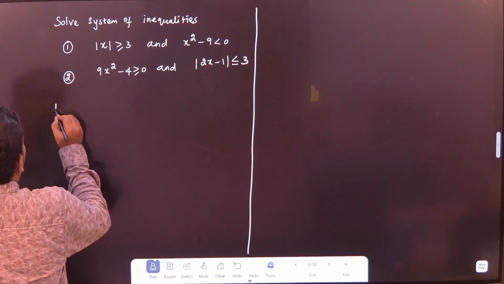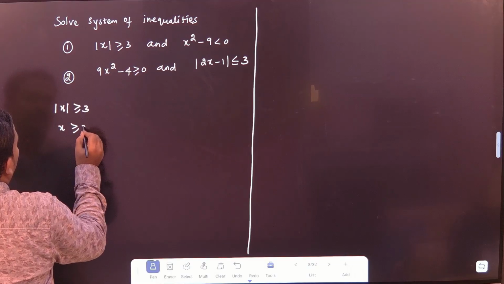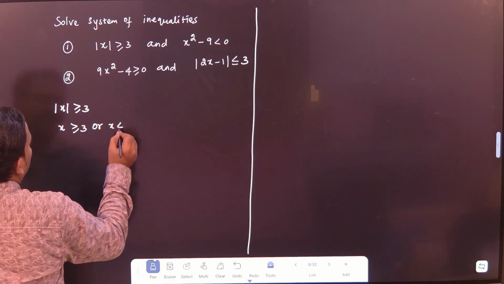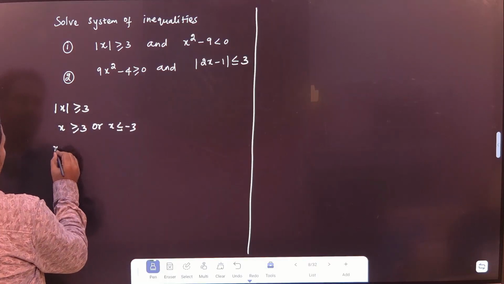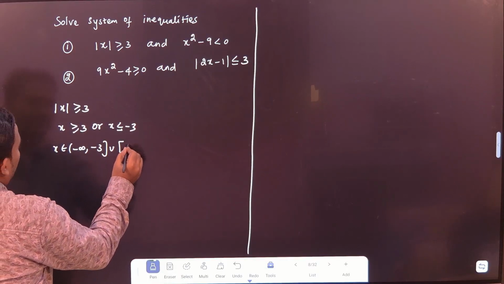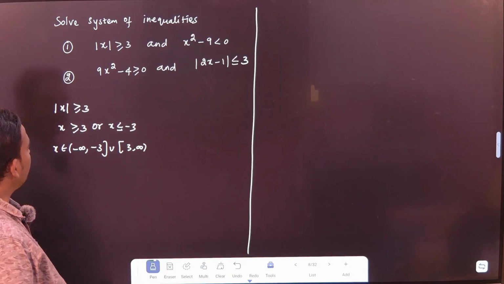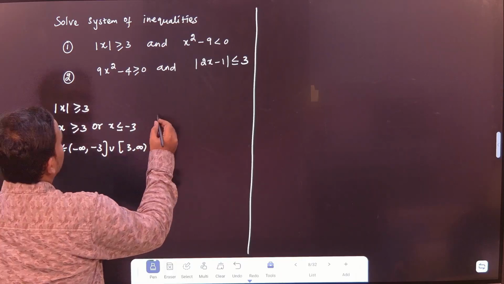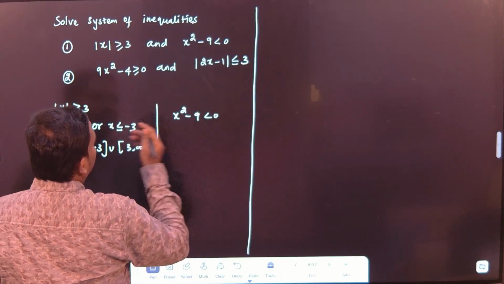Take the first one: |x| ≥ 3. By definition, x is greater than or equal to 3 or x is less than or equal to −3. That means x belongs to (−∞, −3] ∪ [3, ∞). Clear? Okay. Next one: x² − 9 < 0.